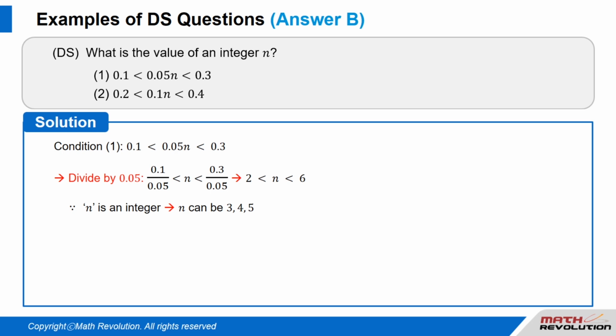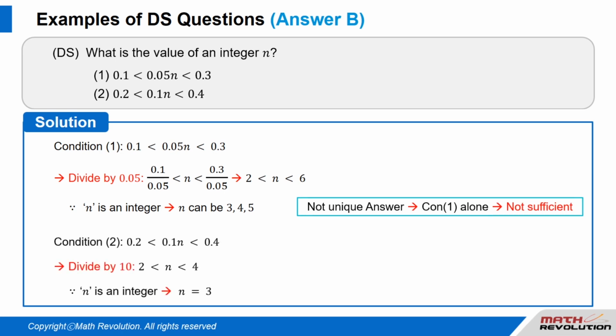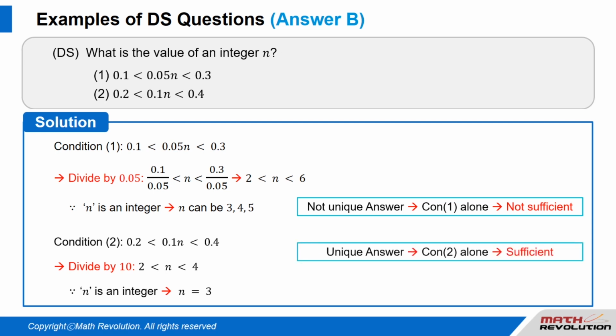Since n is an integer, n can be 3, 4, 5. This solution is not unique, so it's not sufficient. Condition 2 tells us that 2 is less than 0.1 times n is less than 4. If we multiply this inequality by 10, we get 2 is less than n is less than 4. Since n is an integer, there is only n equals 3 in 2 is less than n is less than 4. This solution is unique, so it's sufficient.